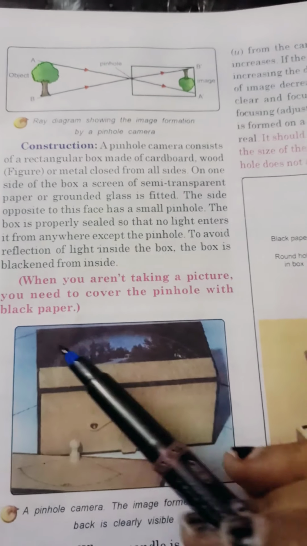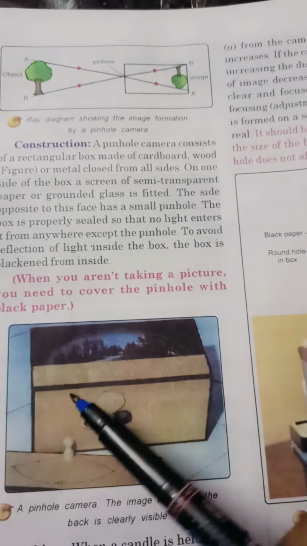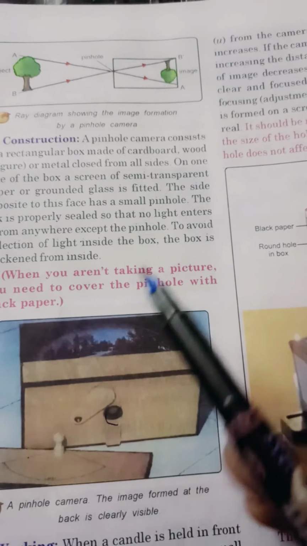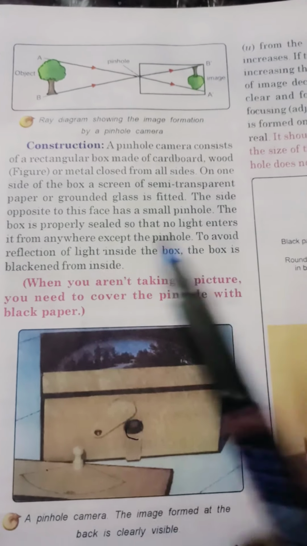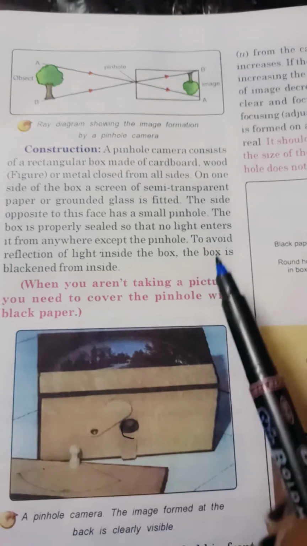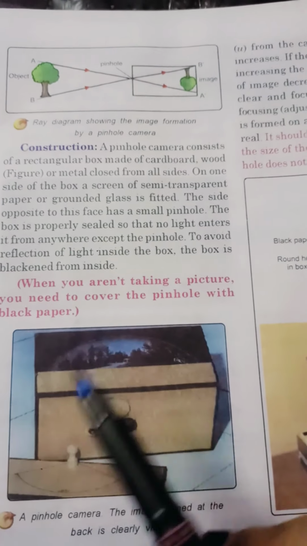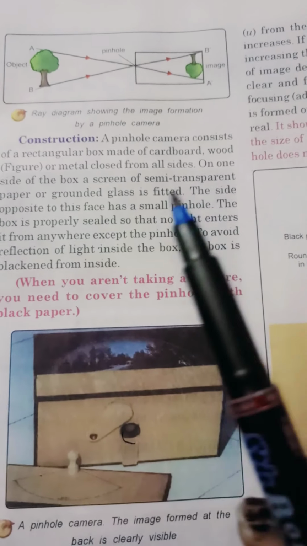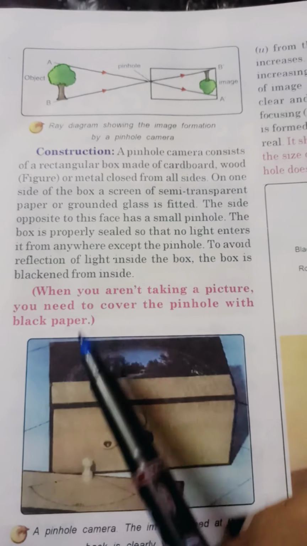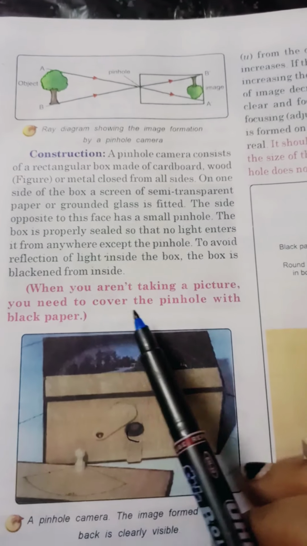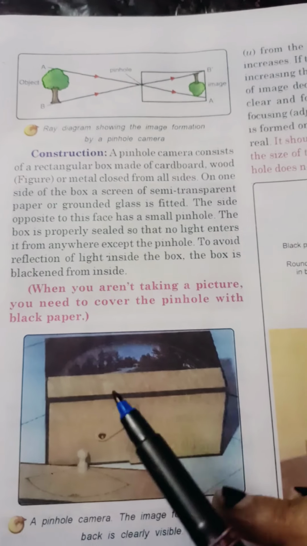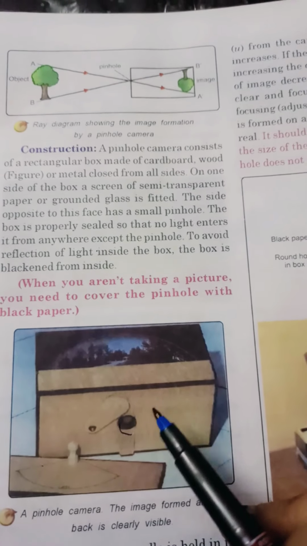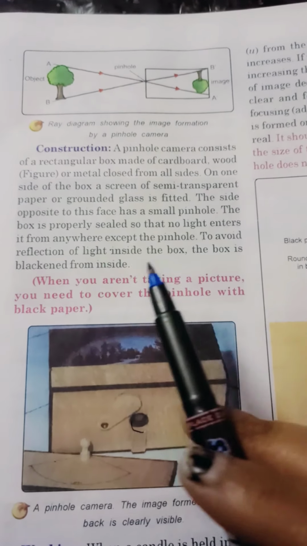Now the box is properly sealed so that no light enters it from anywhere except the pinhole, and we need to make sure that these corners are properly sealed so that no light other than this will enter the box. To avoid reflection of light, the box is blackened from inside. From inside, the box can be painted. The box must be painted black just to avoid any reflection of light. When you are not taking a picture, you need to cover the pinhole with black paper. This is what they have done. They have made a cover over here. So whenever they are not taking any picture, we need to cover it.